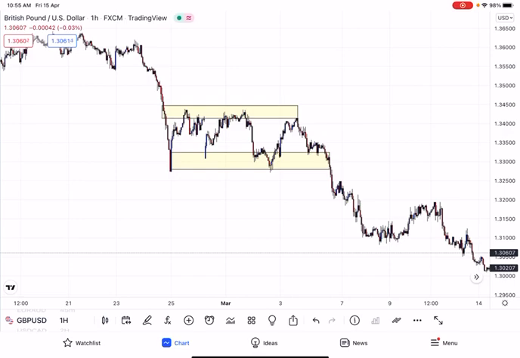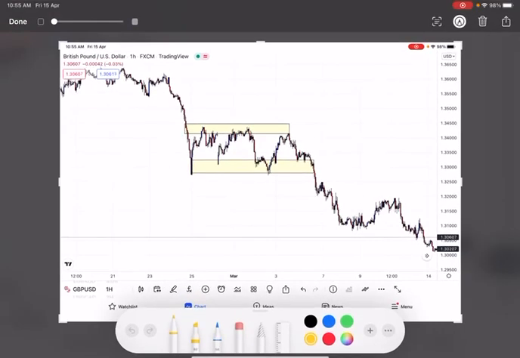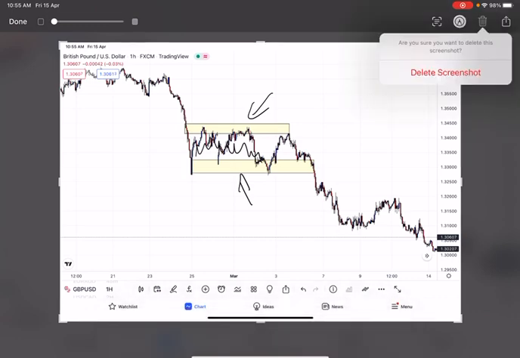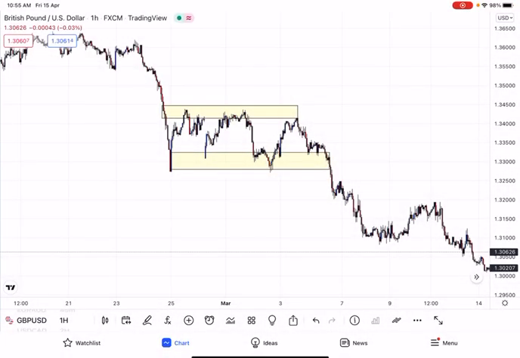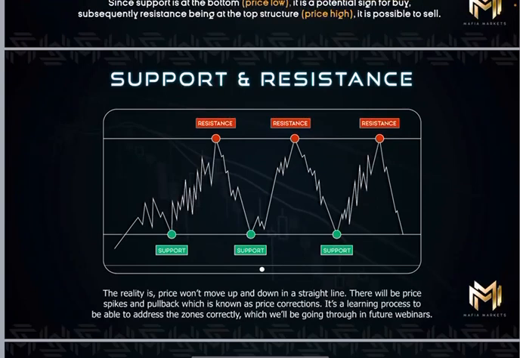Anything in between, guys, let me just screenshot this. Anything in between here is a noise. You are only addressing the key areas. Make sense? All right, let's move on.